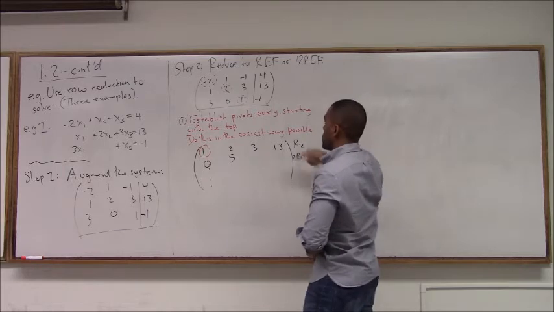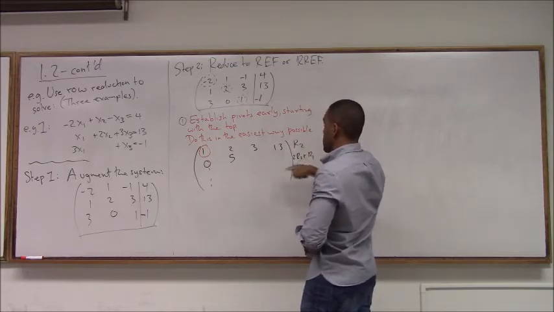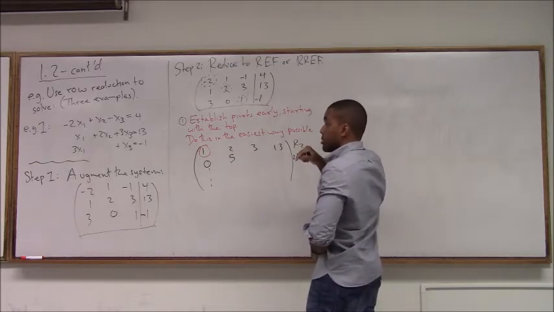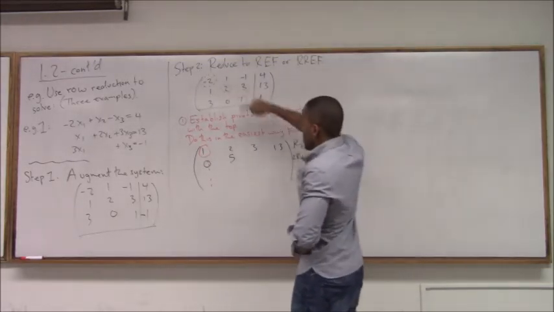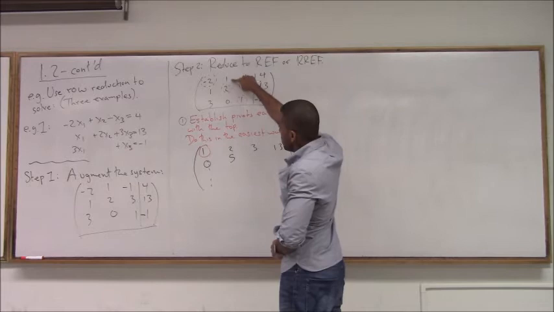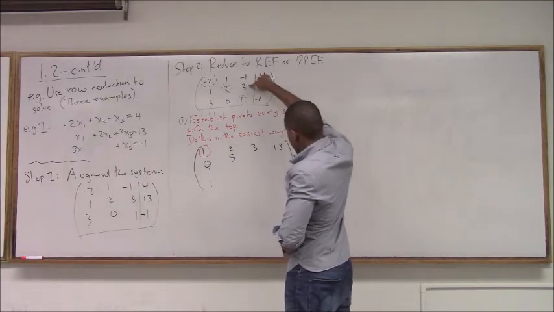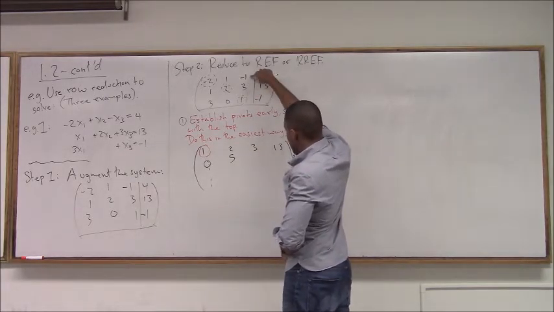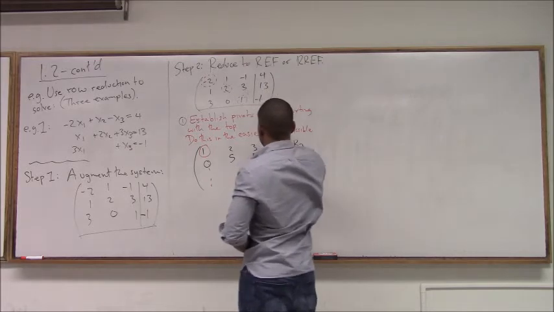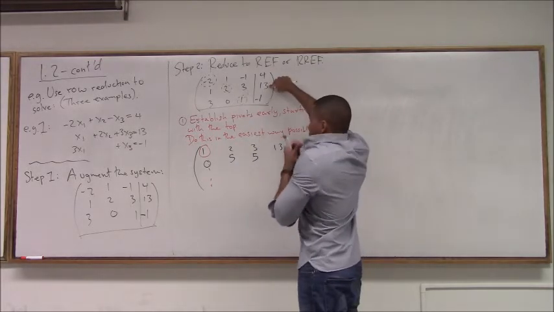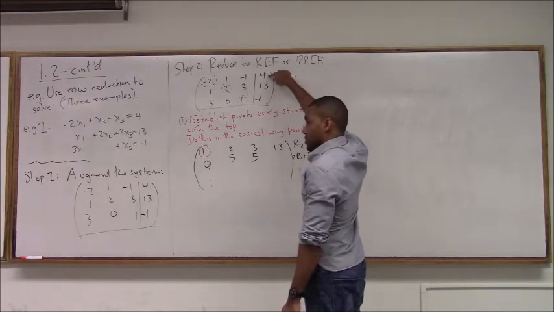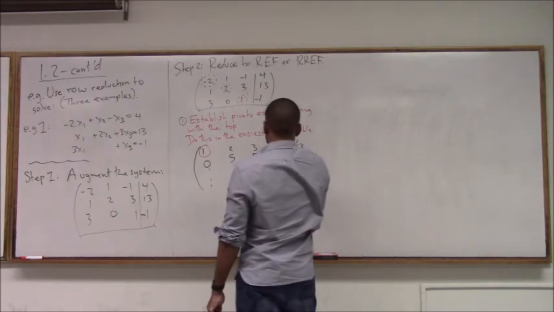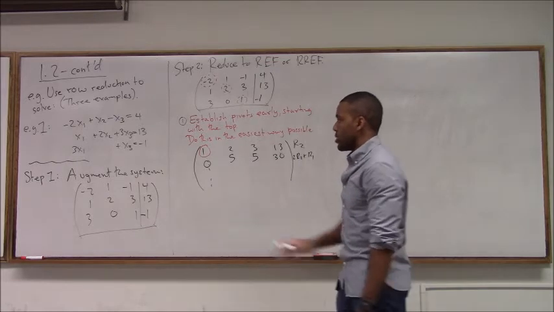The labels here refer to the previous matrix. So when I say row 2, I'm talking about row 2 from here. So I'm taking 2 times this row and adding it to that row. 2 times 2 is 4, plus 1 is 5. 3 times 2 is 6, minus 1 is 5. 2 times 13 is 26, plus 4 is 30. So I've created a 0 here.